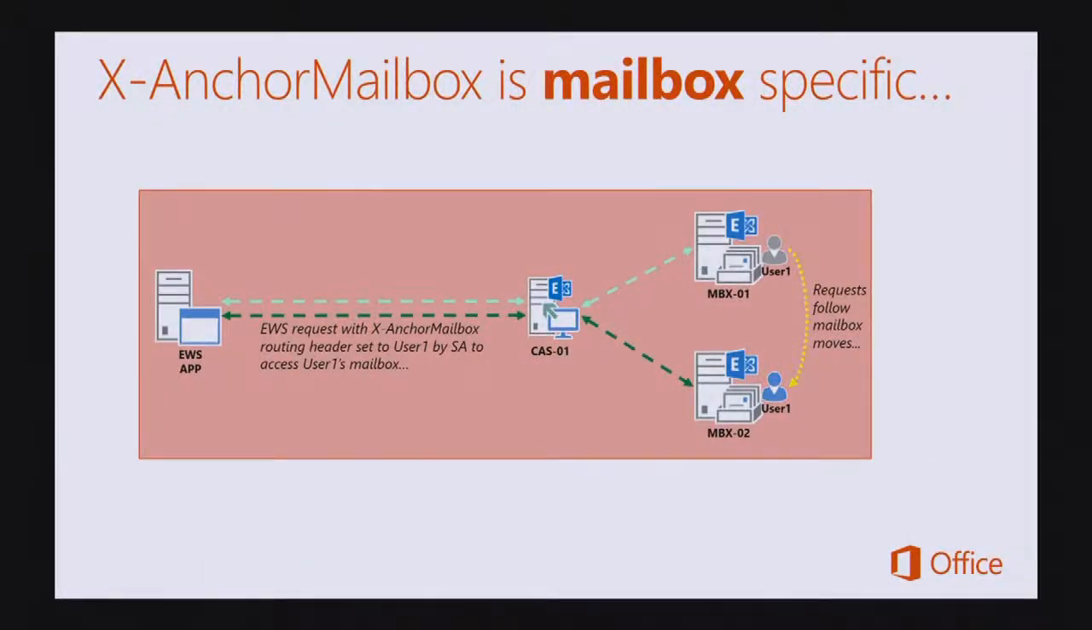Again, anchor mailbox is mailbox specific. So if I make a request for user 1 here, and they're on mailbox server 1, and then they move to mailbox server 2, my next request is going to go to mailbox server 2. That's a good thing when we're doing impersonation. We want all the requests for that mailbox to follow it. We don't want to be server specific and get stuck on some server and end up proxying again. So this diagram is basically a demonstration of what goes on here. The light green is the first request, and then you have the second request after it moves.